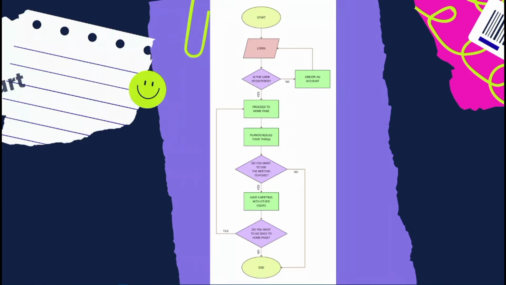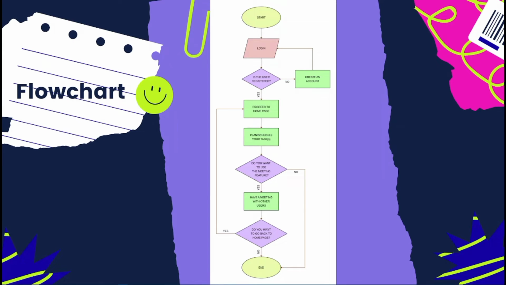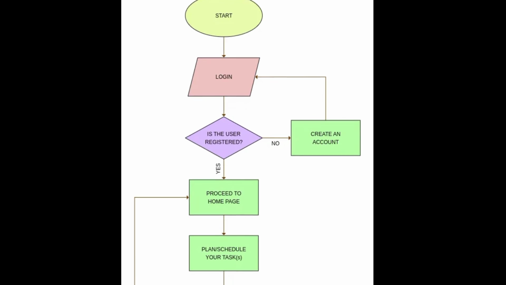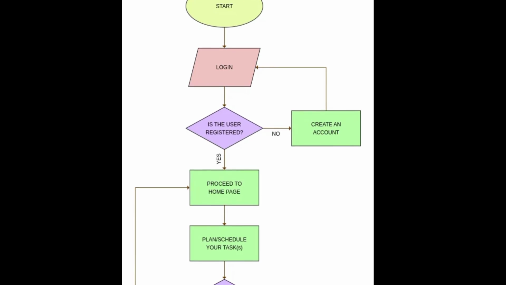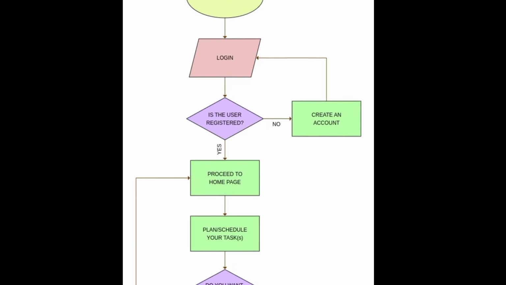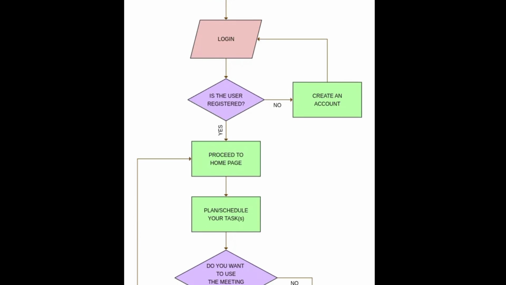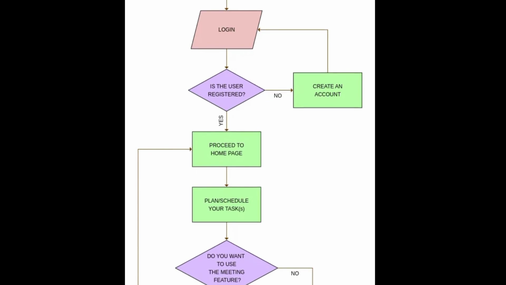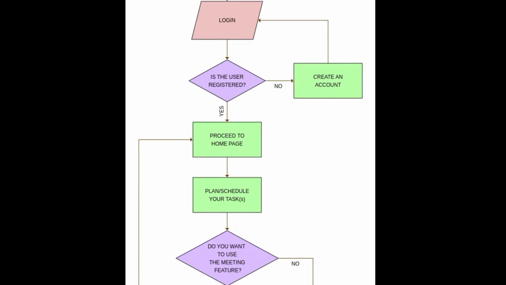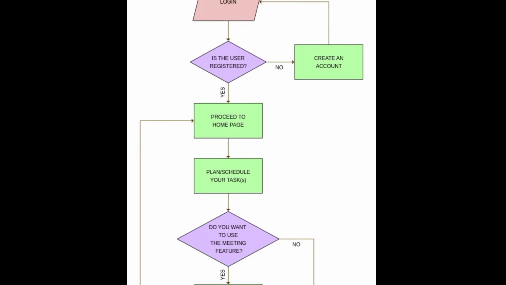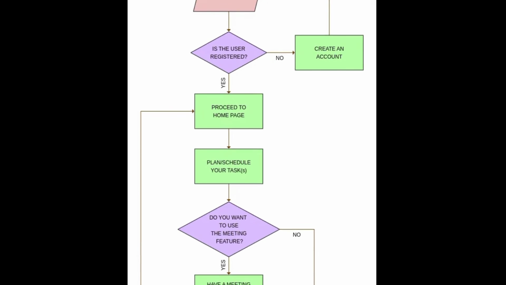Then next we have the flowchart. This part shows and discusses the visual representation of how the plan and meet application works. So first, the user will log in. Then after that, the system will check if the user is registered or not. Then if not registered, he or she needs to create an account. Once registered, it will proceed to the homepage and the user may start to plan or schedule a task.